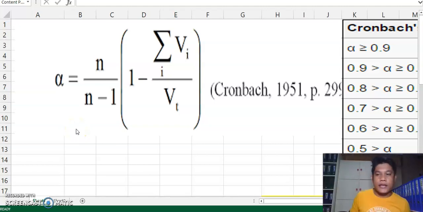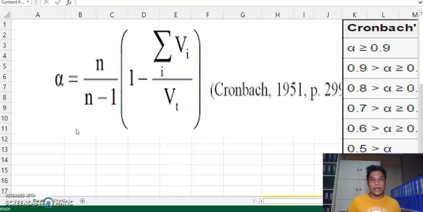This video is a discussion on how to make a reliability test of your questionnaire, based on your questionnaire to get the data of your variable. So we are to use the Cronbach Alpha as one of the methods in determining the reliability test of the questionnaire. It has to be noted that the Cronbach Alpha is applicable for a questionnaire that is Likert scale.